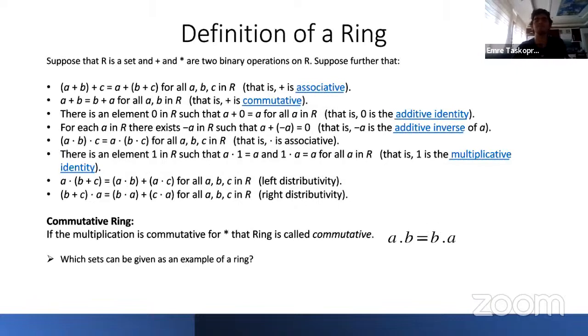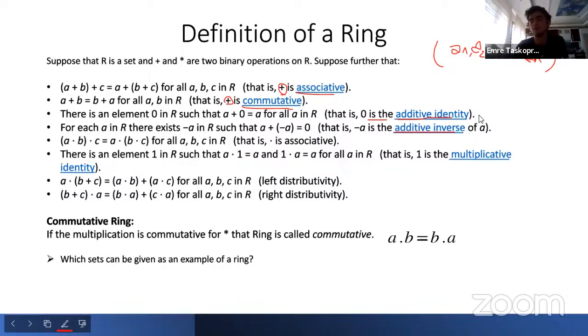We have a definition of a ring at the moment. Suppose that R is a set, and addition and multiplication are two binary operations on R. Suppose further that our set, let's call it a1, a2, up to an, is associative under addition. This set needs to be commutative under addition. It has to have a zero, that is its additive identity, and then an additive inverse.